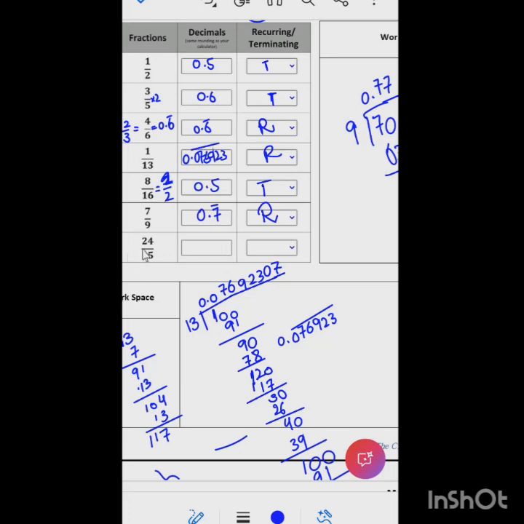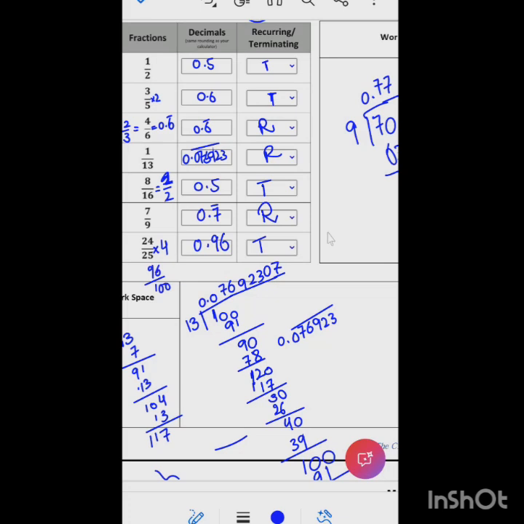So this is also recurring. What about the last one? Is it terminating or recurring? We can multiply this fraction by 4. So you get 96/100. If we convert 96/100 to decimal, what do we get? 0.96. So it's a terminating decimal. Okay? Is it clear?